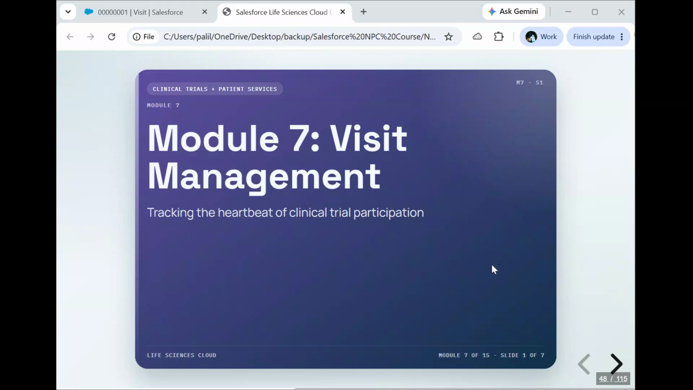Welcome to Module 7. Our participant is enrolled. Now they need to follow the trial's visit schedule. In this module, we are looking at visit management, how Salesforce Life Sciences Cloud tracks the scheduled activities that define a clinical trial participant journey.